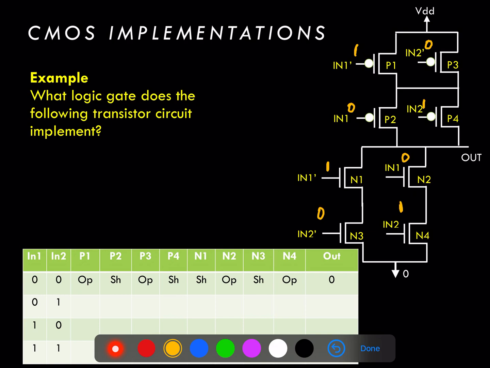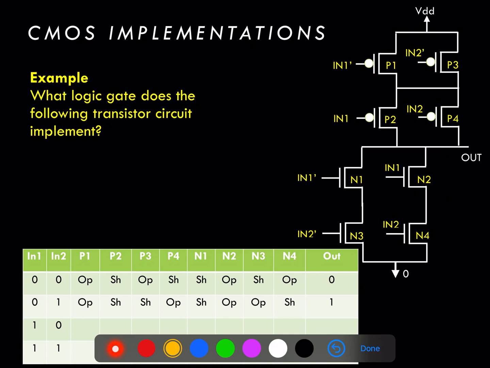Now we can see here that there's no pathway to ground through the NMOS configuration because there's an open circuit in the way during every possible pathway from out to ground. However, there is a pathway directly to VDD through P1 and P4, so our output in this case is equal to a 1.